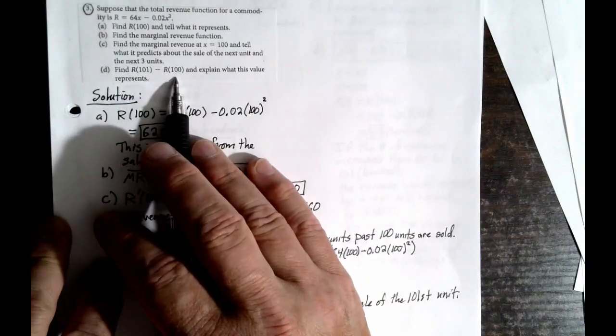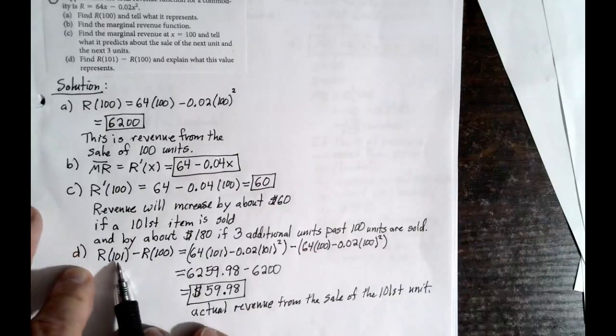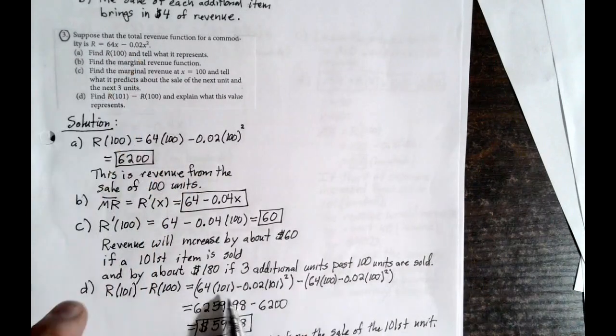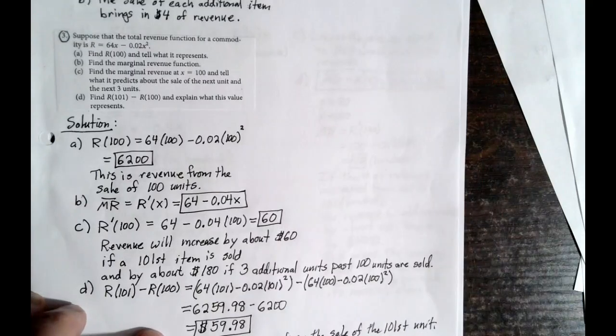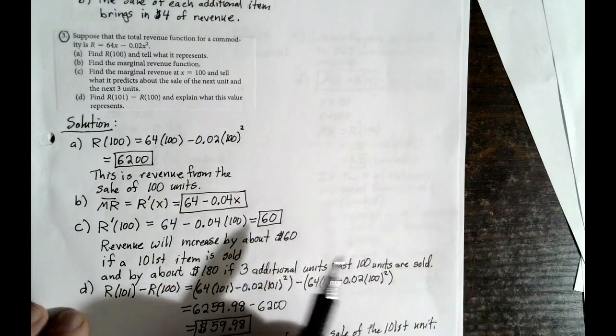D says find the difference in the revenue from 101 to 100 and explain what that represents. So the revenue at 101, you plug it into the original function here, this guy, with 101, and then the original function with 100, and you take the difference and you get $59.98. That's the actual revenue from the 101st item, $59.98, where we predicted it was 60. It's off by only 2 cents.